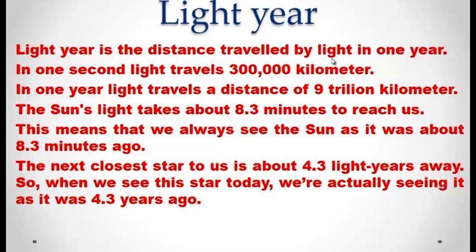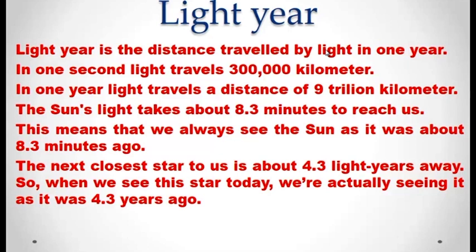The sunlight takes about 8.3 minutes to reach Earth. This means that we always see the sun as it was about 8.3 minutes ago. Coming to other planets in our solar system, according to the distance of those planets in light years, we can say how long ago we are seeing them. This is how light year is used to find the position of different objects in the solar system and the age of different objects in the universe.